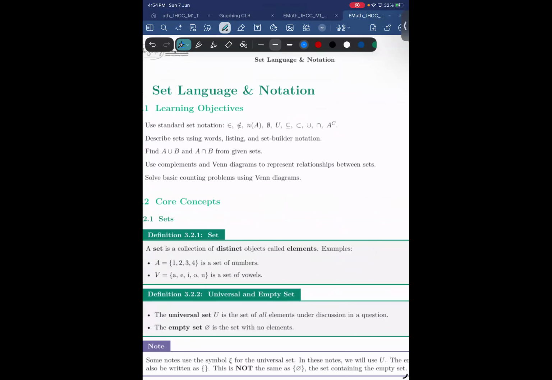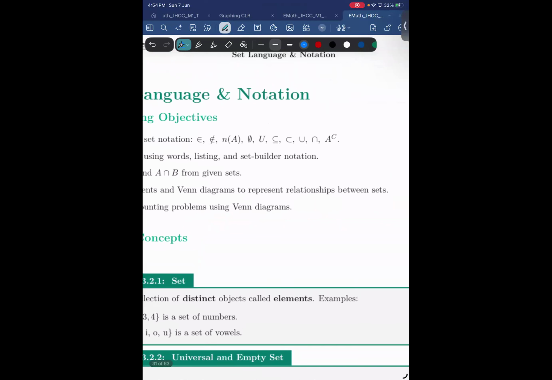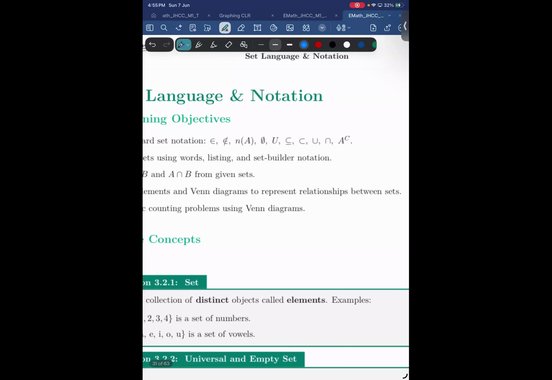Okay. So this topic also, I think it's actually not too difficult. In fact, I think you all would have used it pretty recently. Just some reminders. This one is pretty recent Sec 4 topic, right? So set language notation, the different symbols, what it means, how to describe sets using words, listing, and this set builder notation, how to find a union and intersect of sets, complements and Venn diagrams to represent relationships, solve counting problems using Venn diagrams.